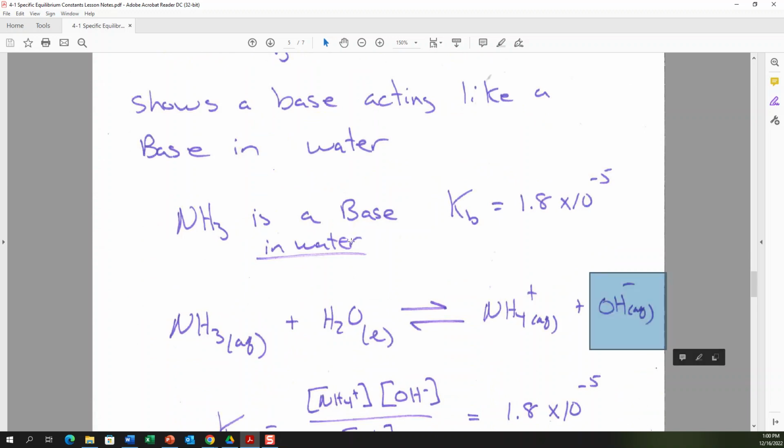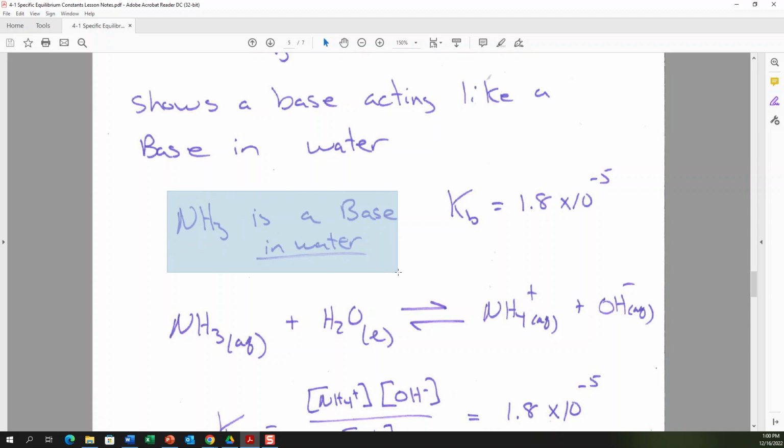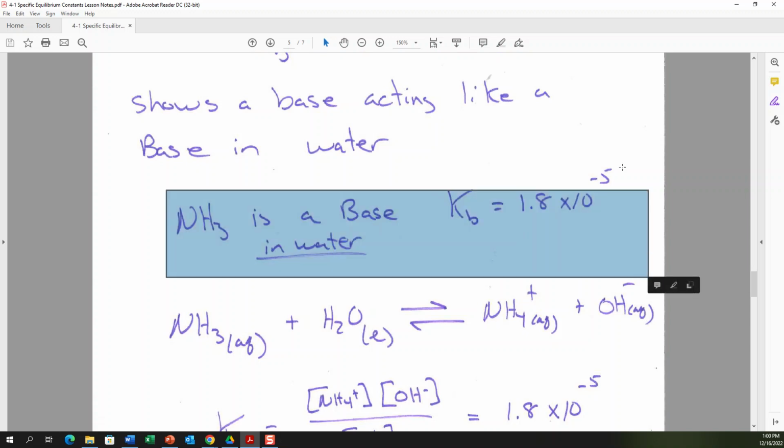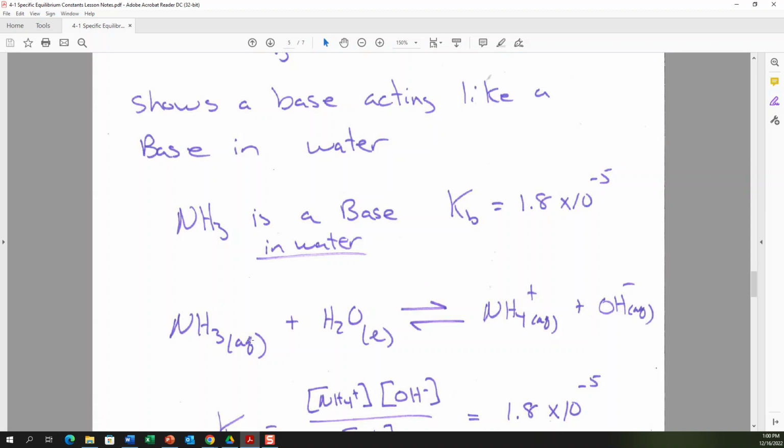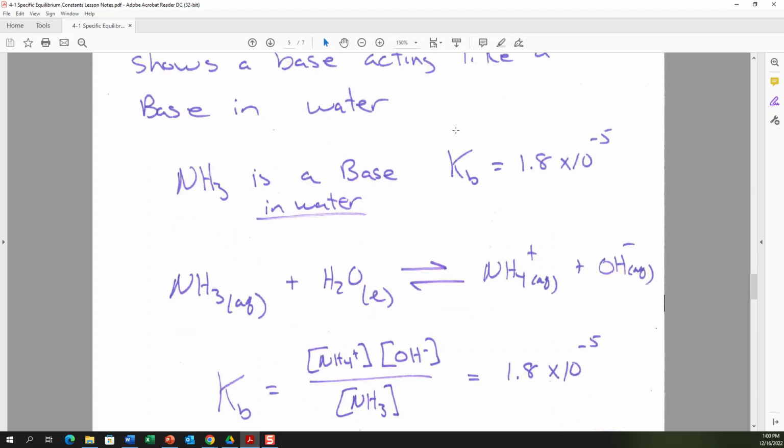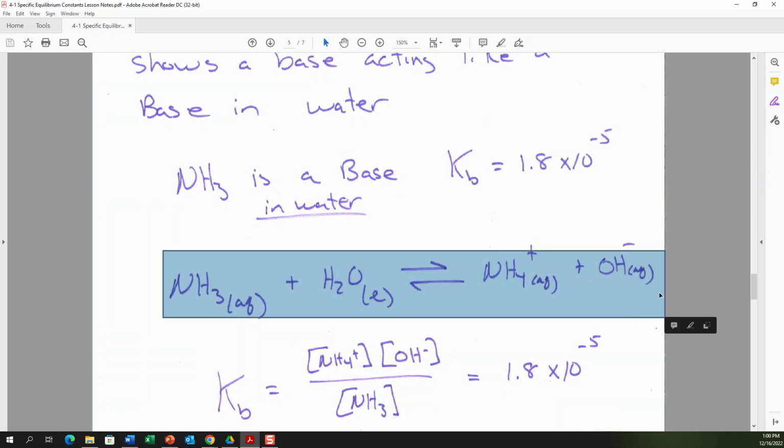Hydroxide. So if I want to show ammonia acting like a base with water, I would say ammonia plus water. I would give an H plus from the water to the ammonia. That would become ammonium, and then the water would become hydroxide. So if I'm told the Kb for ammonia is this, then I know that this Kb value is the equilibrium constant value for this reaction at whatever temperature we're talking about.